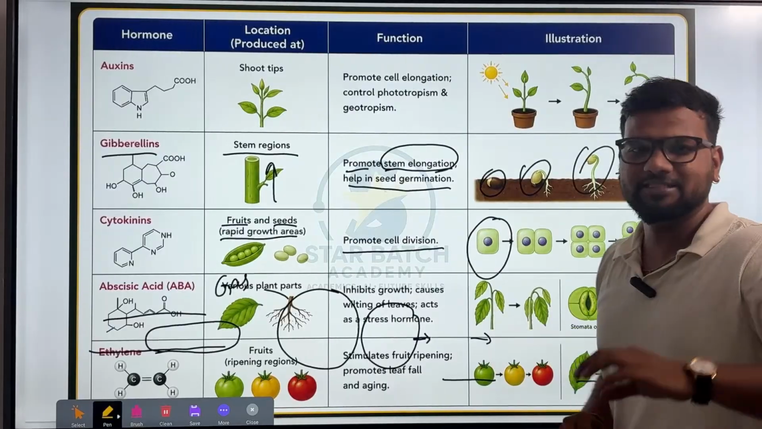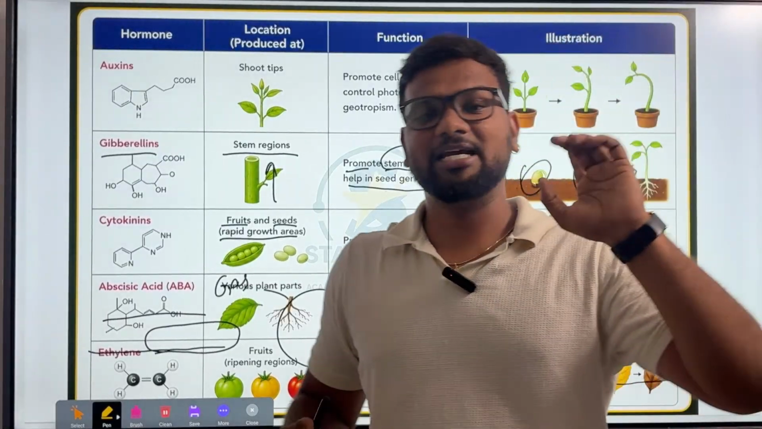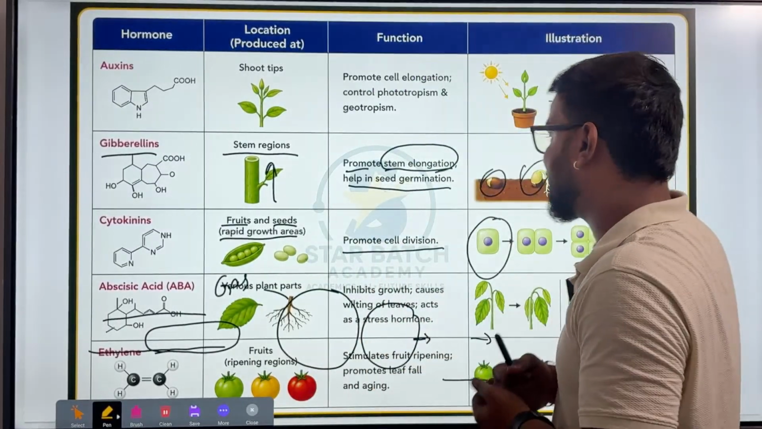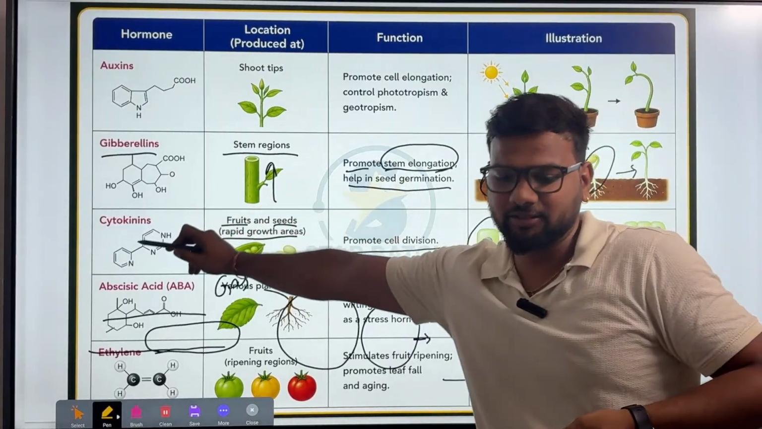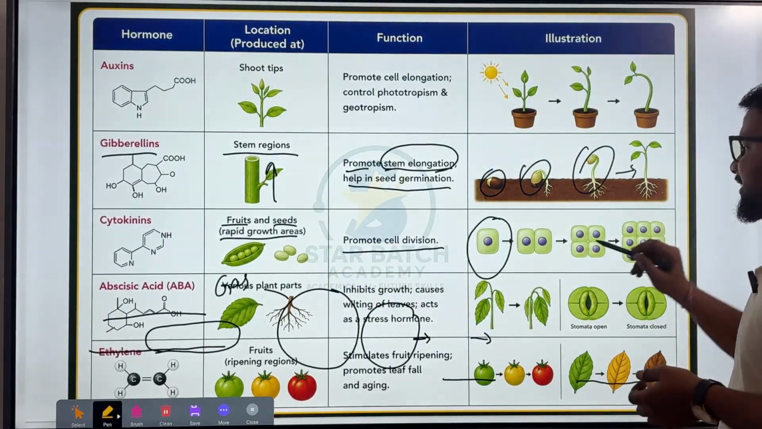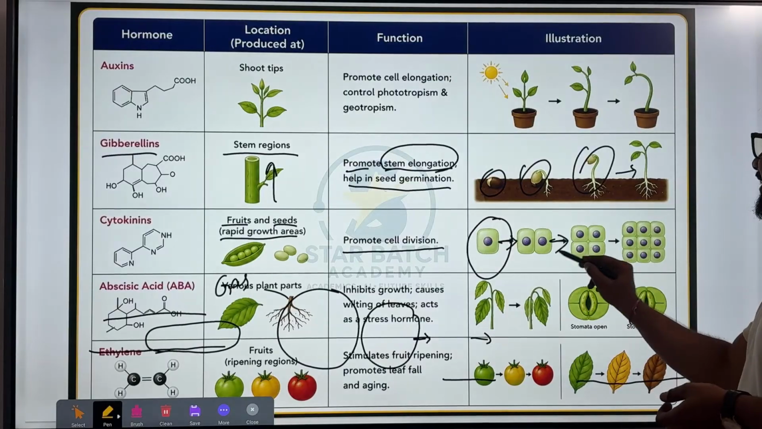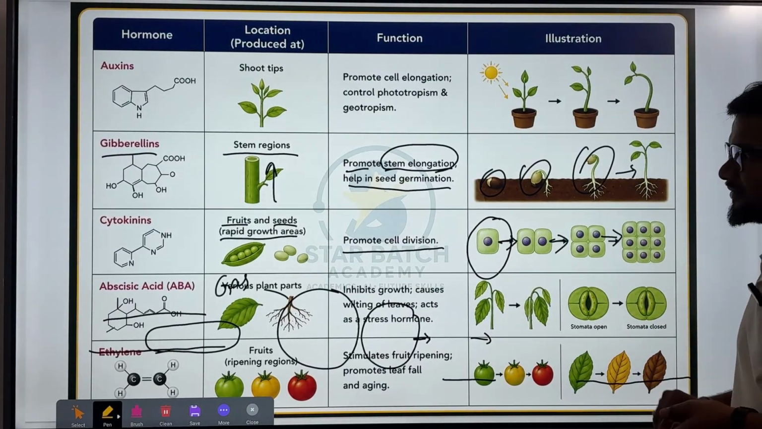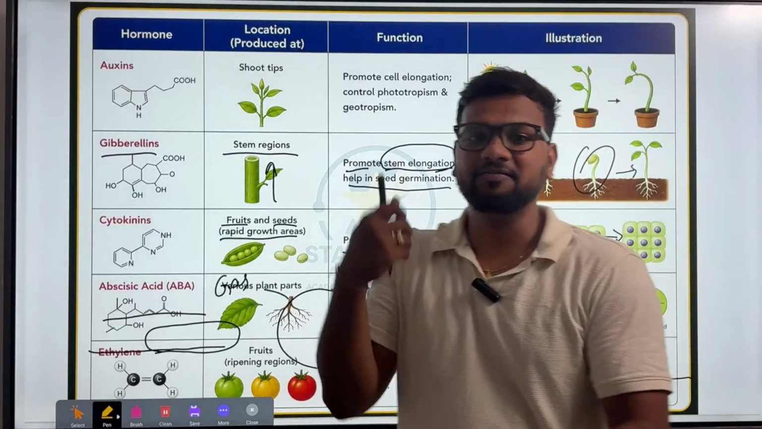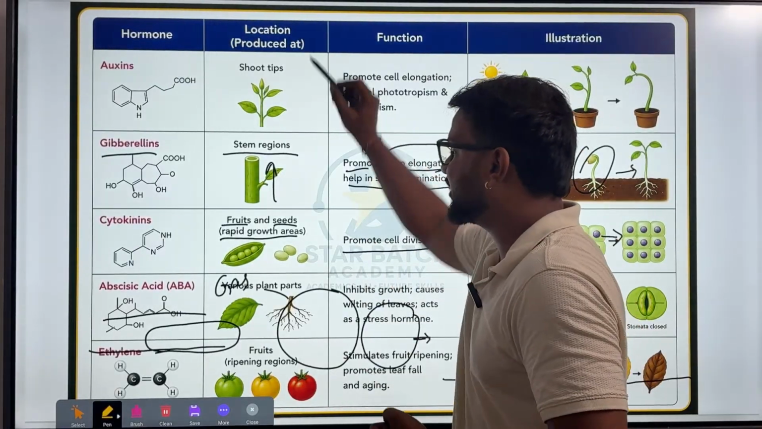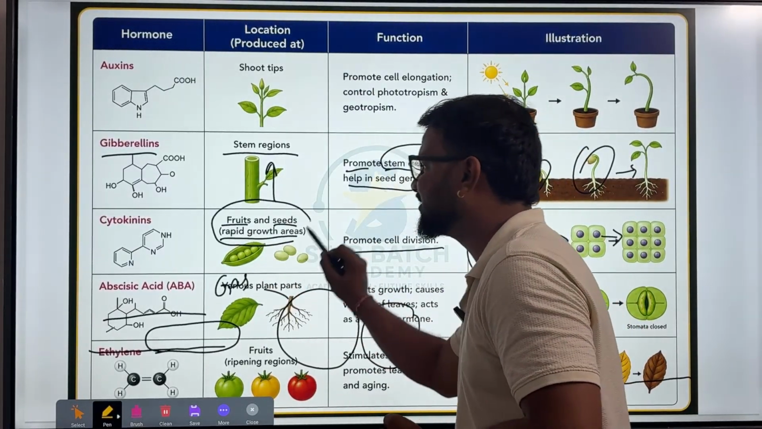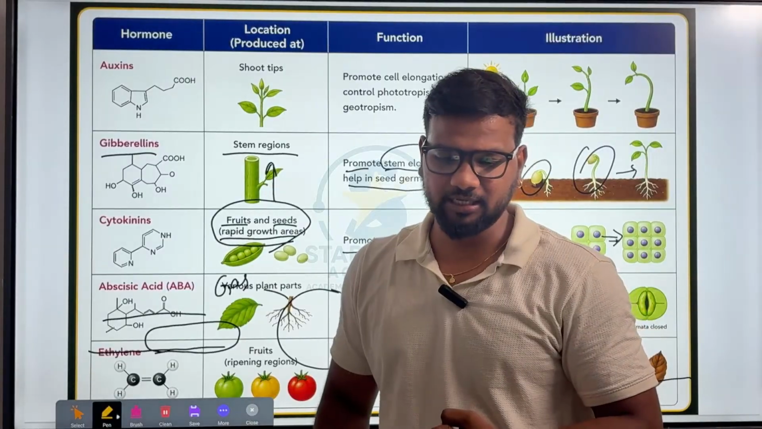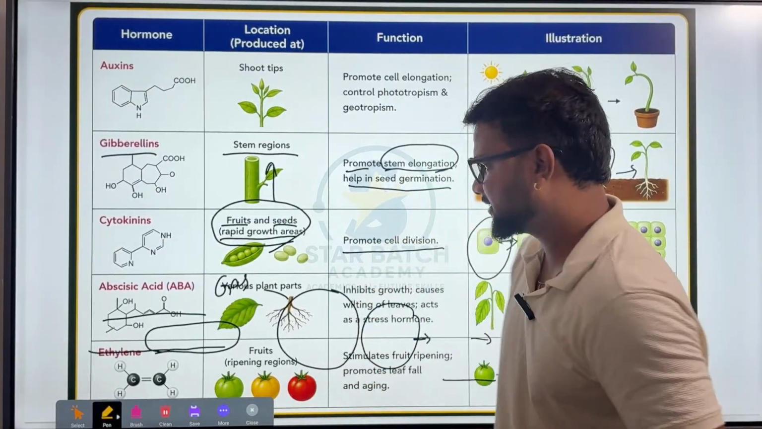Now we have cell division. What is cell division? In the cytokinins, the division of the cell is happening. But where can we see this? It is produced in the fruits and the seeds.